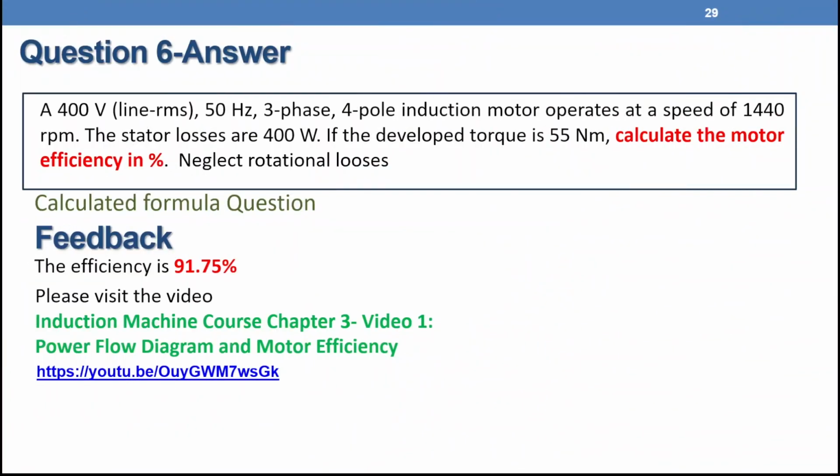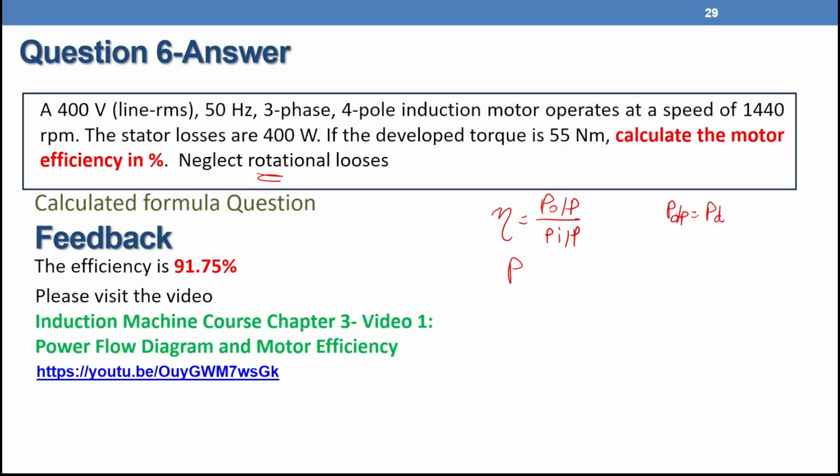Question number 6. A 400 volt line RMS 50 Hz 3-phase 4-pole induction motor operates at a speed of 1440 RPM. The stator losses are 400 watt. If the developed torque is 55 Newton meter, calculate the motor efficiency. The motor efficiency is power output over power input. And here it says neglect rotational loss, so power output should equal power developed.